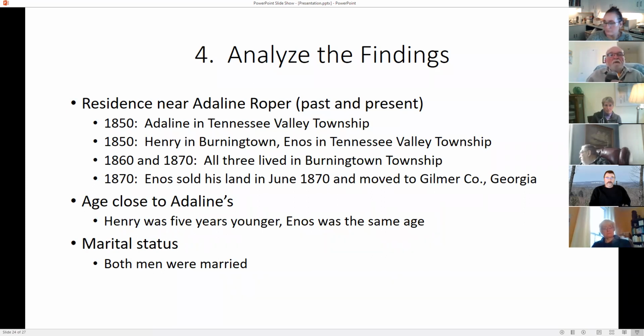And the second major criteria, the age. Henry was 5 years younger than Adeline. Enos was the same age. So there was a little closer fit there. And by looking at the marital status, it ended up that both were married at the time. So which one do you think is the most likely candidate given this? Next slide, please.